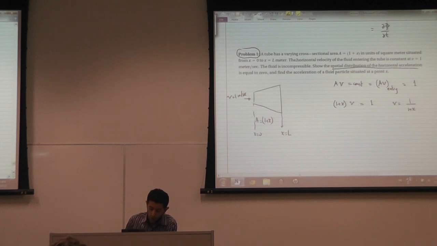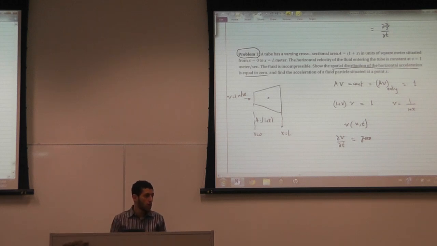The spatial distribution of the horizontal acceleration is equal to 0. If you look at the velocity as a function of x and t, indeed, partial v by partial t is equal to 0. So if you're just looking at this point in space and measuring the velocity there, you're always going to measure the same velocity. But that's not what the acceleration is. The acceleration is the acceleration of the particle itself.